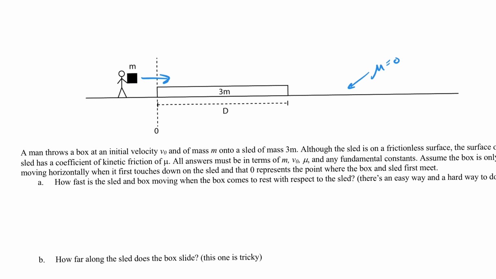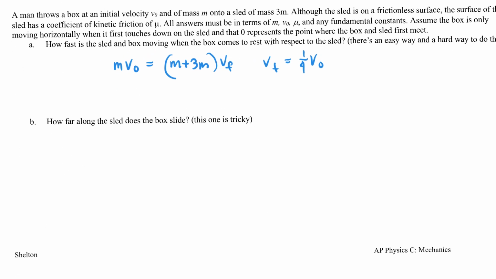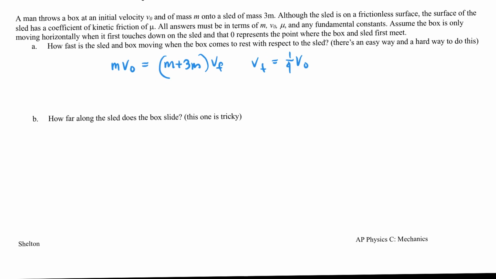This is a perfectly inelastic collision. So I can just say m v naught is going to equal m plus 3m times v final. And that means the final velocity of the system is 1/4 v naught. Everybody good with that? All right. Here's where I think it gets a little tricky. Where does it land on the surface of the sled?